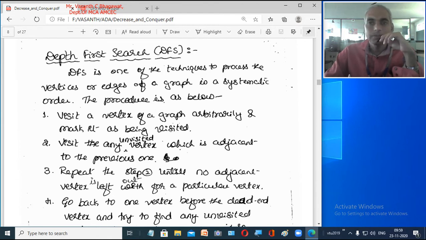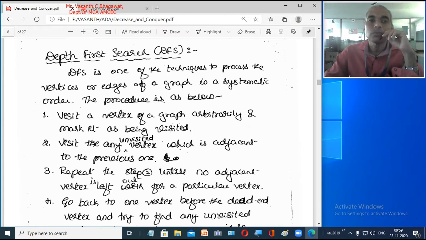So in the last class we have seen one of the sorting methods, that is decrease by 1, insertion sort. Now we have clearly seen how the insertion sort uses the decrease and conquer technique. So today we are going to look into some other very interesting problems which come under graph theory. It is called the depth first search, right?